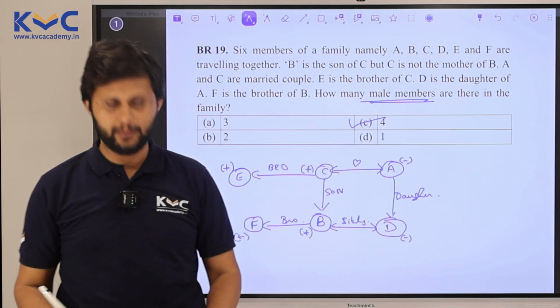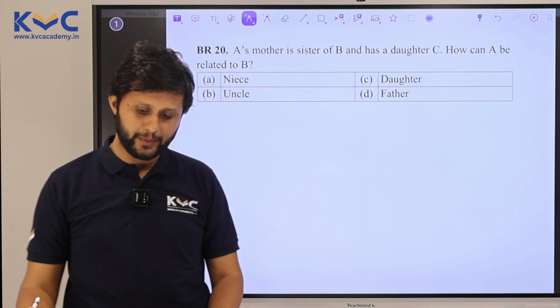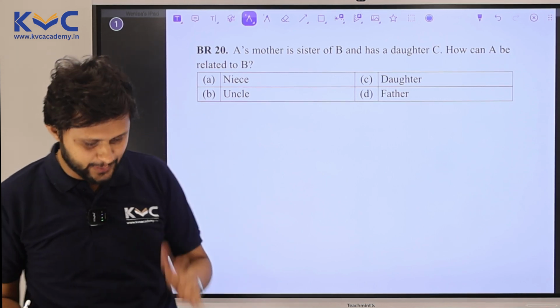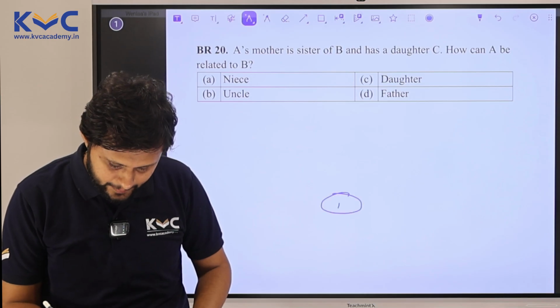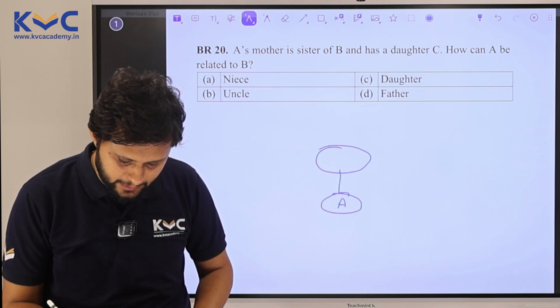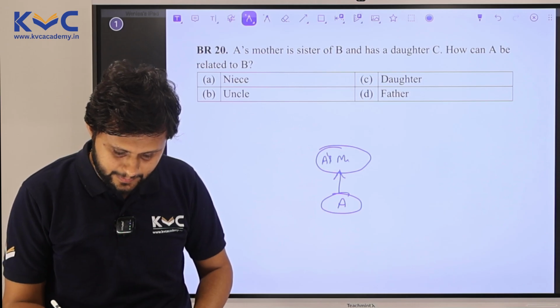Clear? Okay. We'll move on to the next question. Question number 20. Question looks small. Hope it's easy as well. A is mother. So there is A and A's mother. Very good. We'll call her A's mother only.